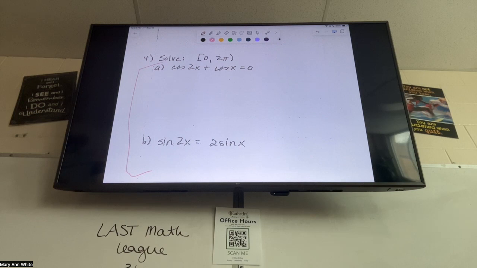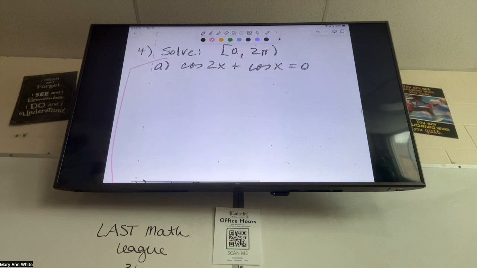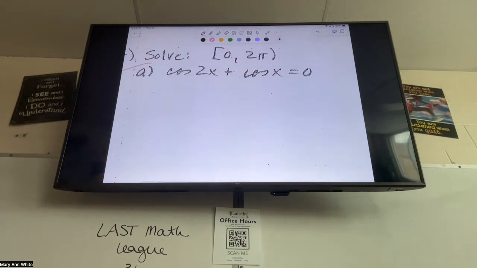Okay. So these are the problems that we've done in the past where we're solving. So we need to get it factored out. So we've got something equals 0 and something else equals 0. So I'm looking at letter A on number 4. And I've got, okay, cosine of 2x plus cosine of x. First thing, you can't just take a cosine out of everything because this is cosine 2x, not cosine squared. Okay, so let's simplify this cosine 2x out.